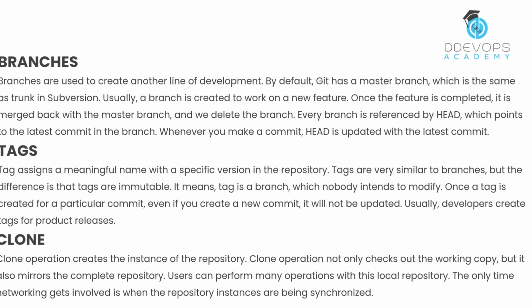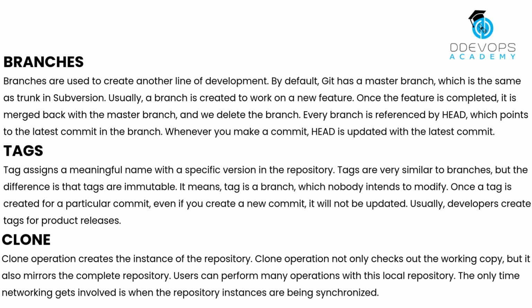In Git, branches let you create separate lines of development. You typically branch off to build a feature, then merge it back into master once complete. Each branch is tracked by HEAD, which updates with every commit. Tags are like bookmarks for specific versions. Unlike branches, tags are immutable, perfect for marking release points in your project.